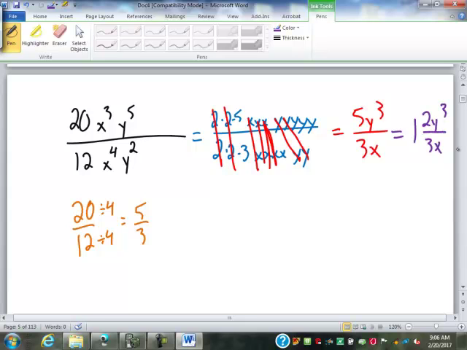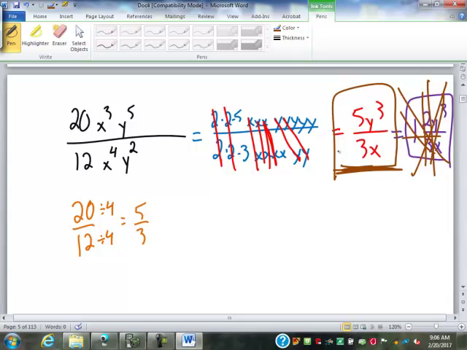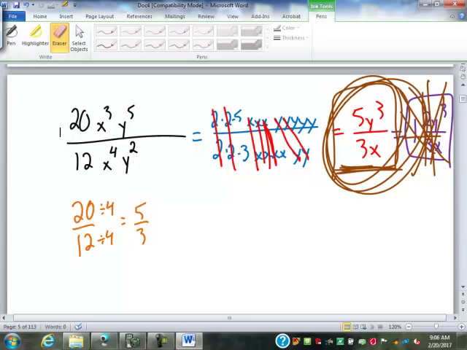What did I do wrong there? Anybody see what I just did wrong? I made it into a mixed number, didn't I? From this point, I am done. I cannot do any more with that. Even though it's 5 over 3, it's not just 5 over 3. It's 5y to the third over 3x. I have no idea whether this is an improper fraction or not. So I cannot split it up into a mixed number. I must leave it like this. So again, be very careful of that.